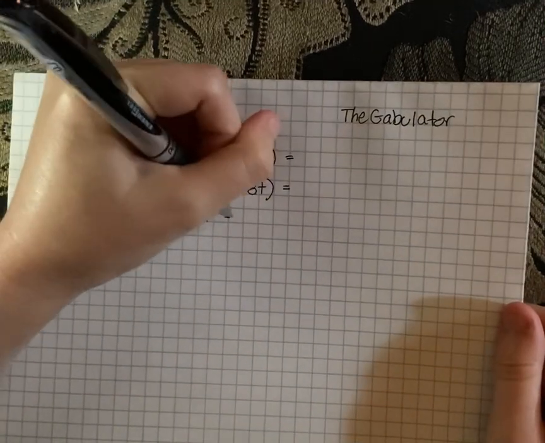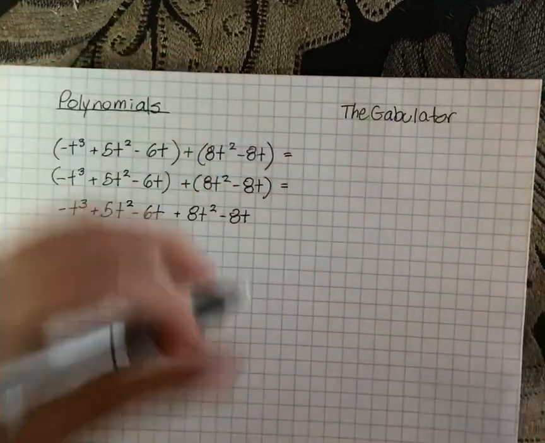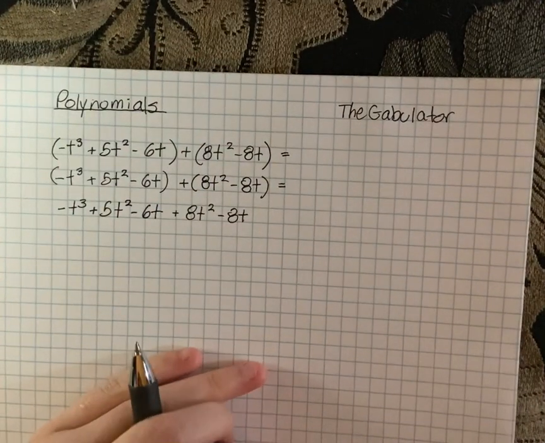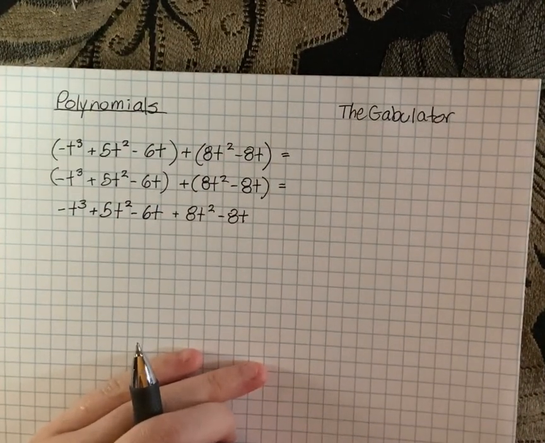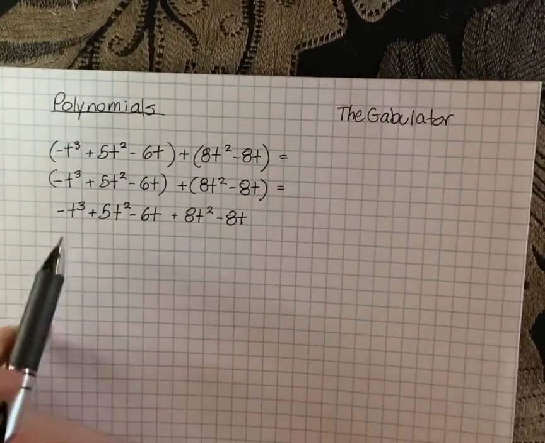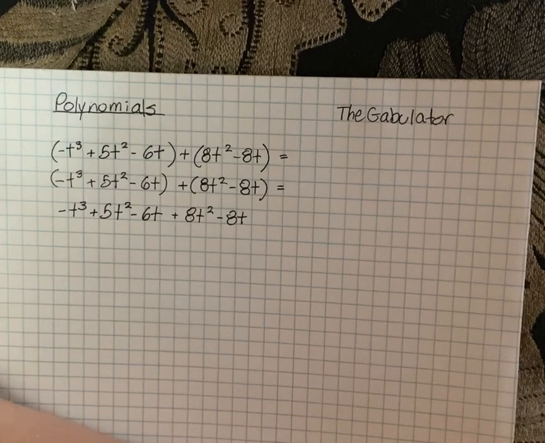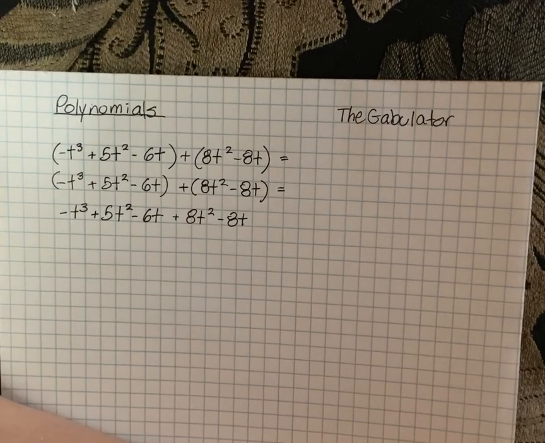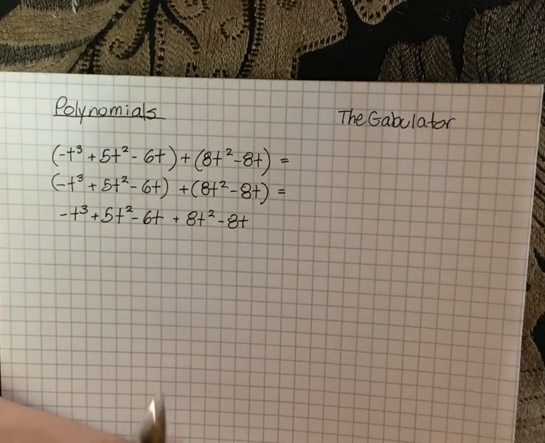8t squared minus 8t. Now I realize this might not be the best problem to start out with because in math, sometimes they pick letters that aren't the best because t, if you write it wrong, looks just like a plus. So I'm trying very hard to make it very differentiated so you guys don't get confused.